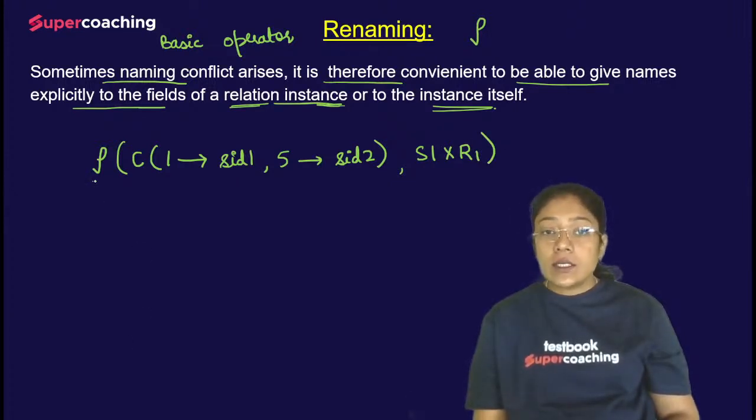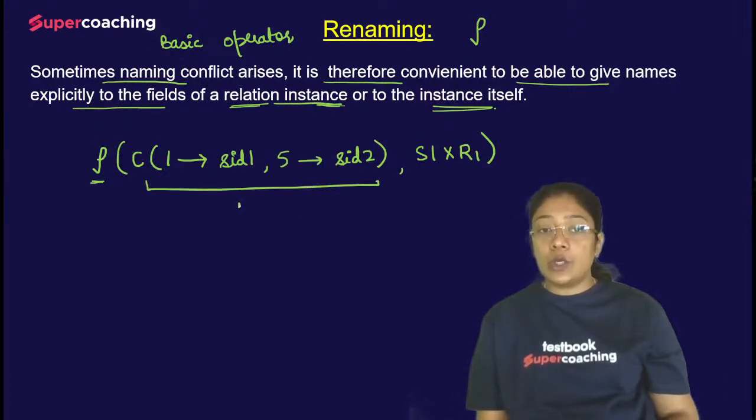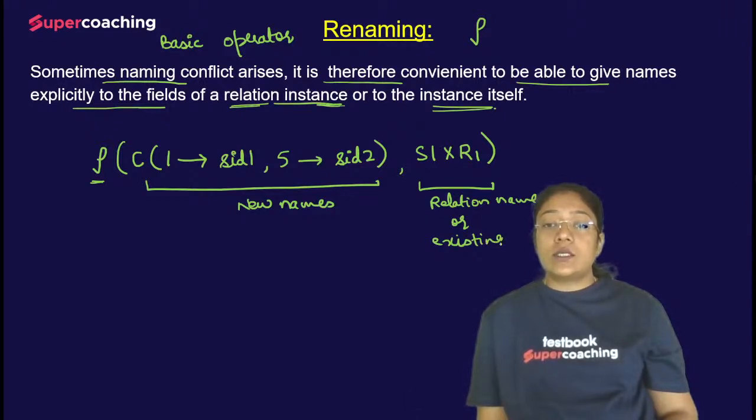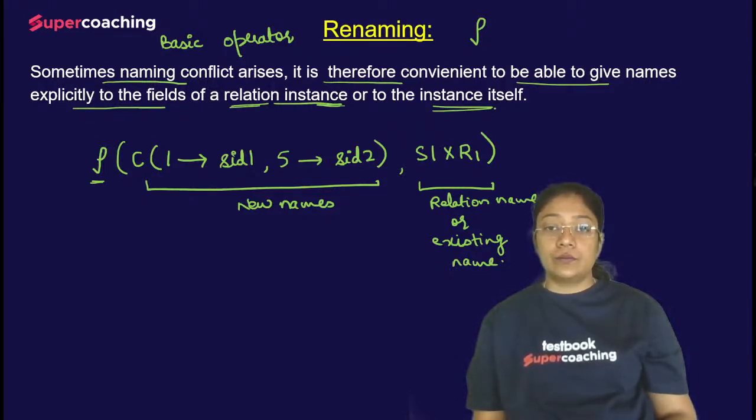Okay, so this is how we use the rename operator. Here we provide the new names, and here you provide the relation or the existing name of the attribute, the relation name or existing name. So this is the syntax and the example for the rename operator. Any doubt or query? Any doubt or query in this?